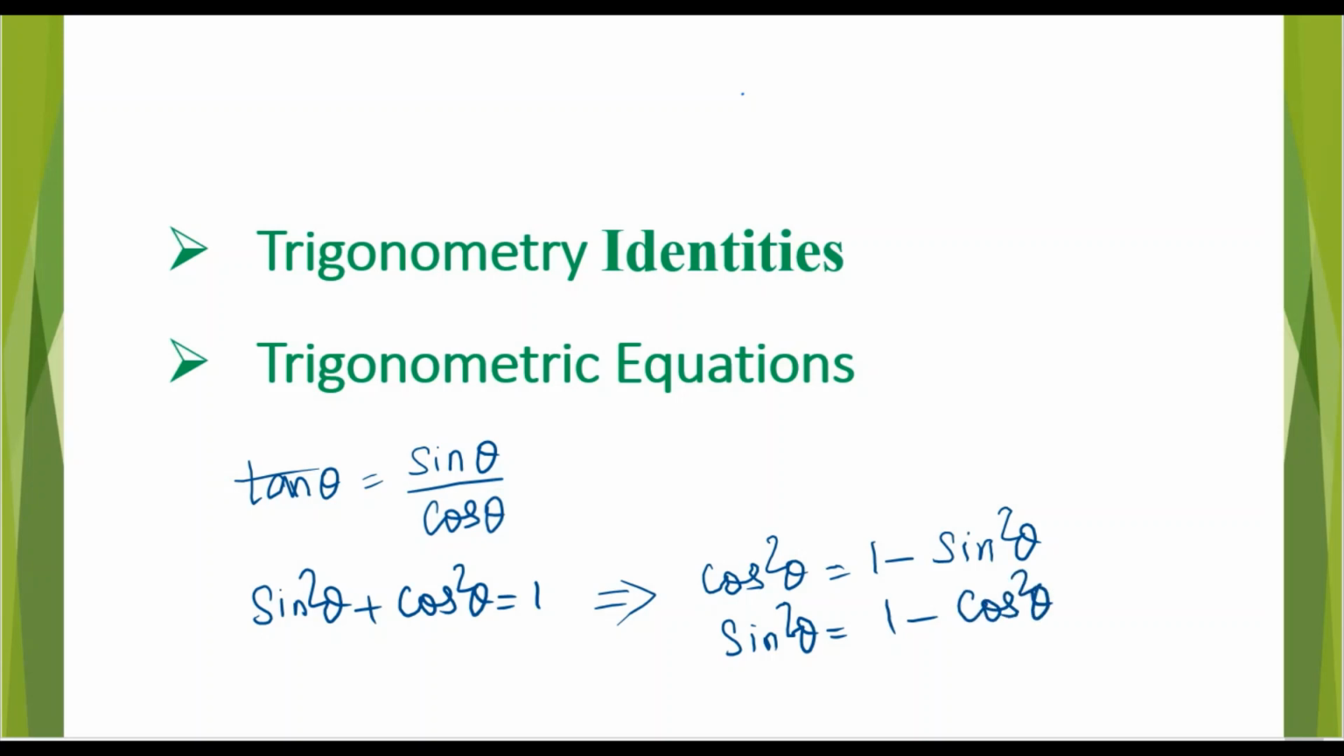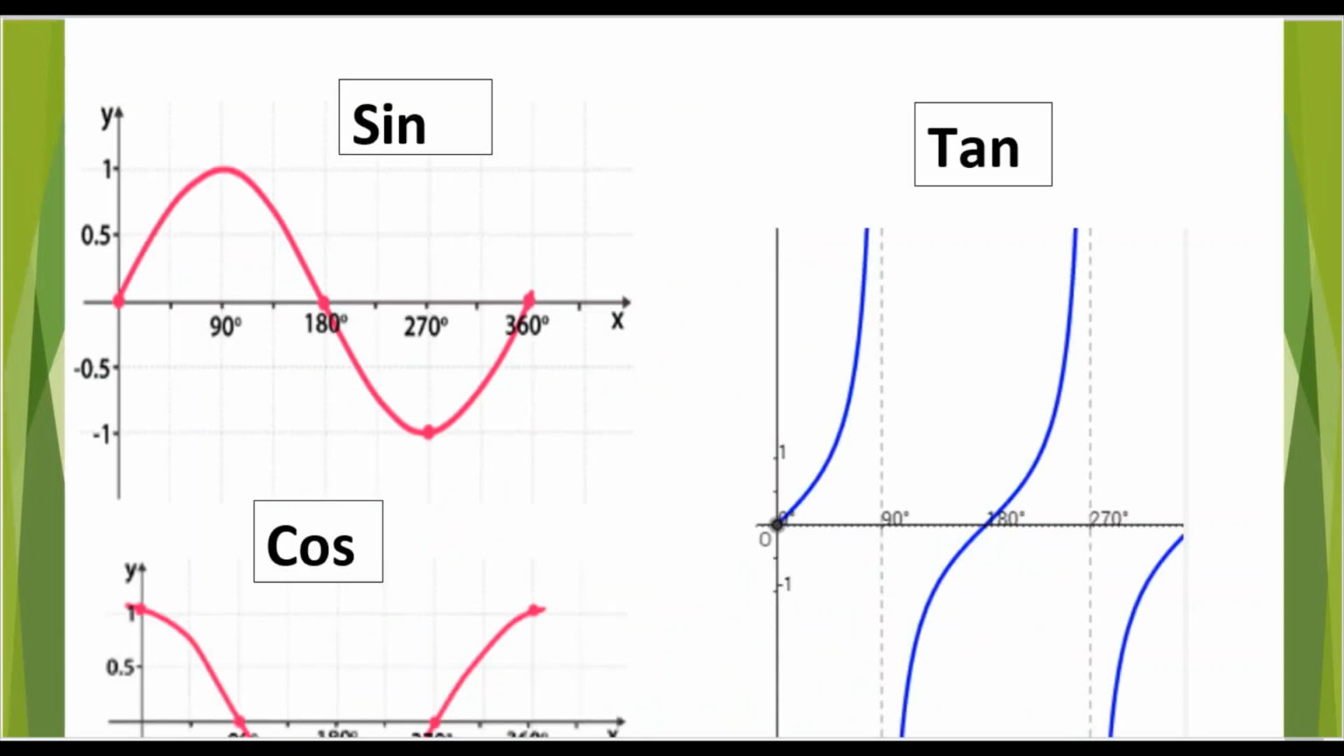Okay, and we will write 1 minus sine square theta, or 1 minus cos square theta also, equal to 1 plus sine theta multiplied by 1 minus sine theta. It is like the a square minus b square formula, which is equal to a plus b multiplied by a minus b. Okay, similar to that one. Next, we will see the three graphs.